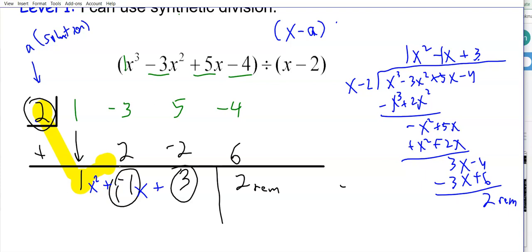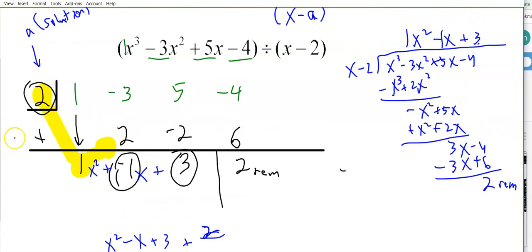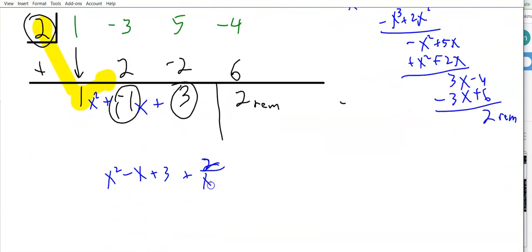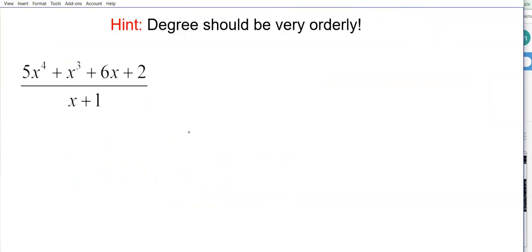So your quotient is, if you want to write your full answer the way I like you to write it, x squared minus x plus 3 plus your remainder, which is 2, divided by your divisor, which was, remember, x minus 2 here. Of course, the number we tested was positive 2 there. But that's your answer, doing the shortcut of long division, or synthetic division.